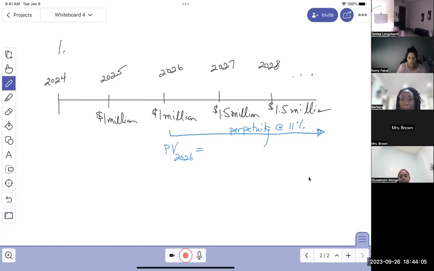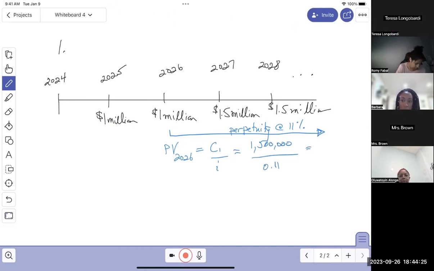So then you're going to put the first cash flow here. This is the formula that I taught you. So if we plug in 1.5 million, with all the zeros, and then 0.11, what do you get? 13 something. I have 1363, 13636363.64.